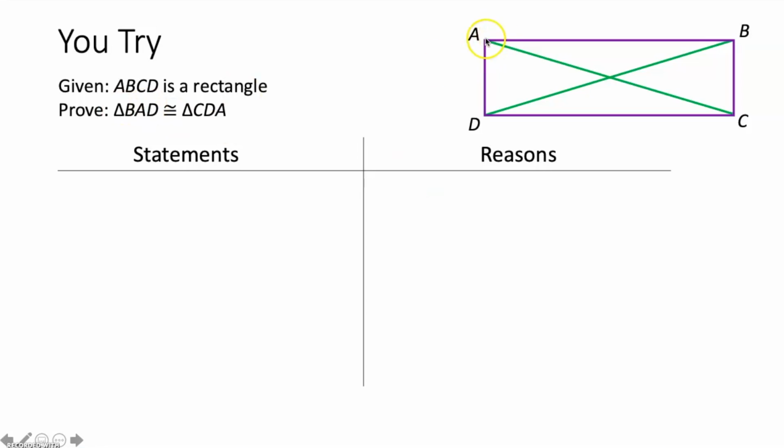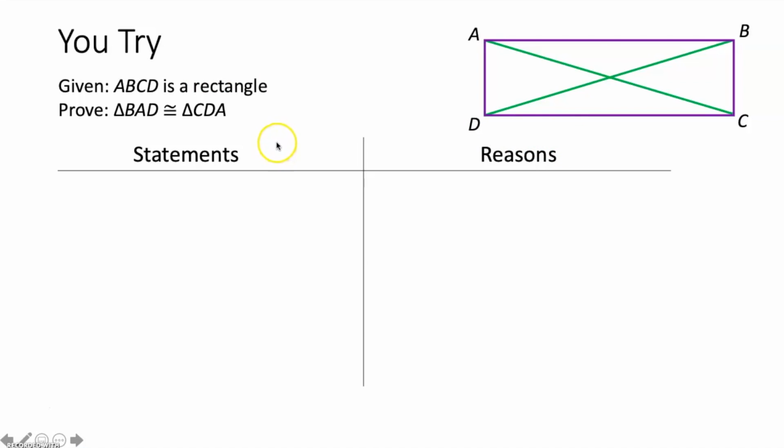This time, we are again given that the quadrilateral ABCD is a rectangle, and we are trying to show that triangle BAD, this triangle up here, is congruent to triangle CDA, this triangle down here. So step one in a geometric proof is to mark up the figure with the given information. We're given that ABCD is a rectangle. It doesn't say anything is congruent to anything else, so we can't mark up that yet. We'll get to that when we get into our game plan.